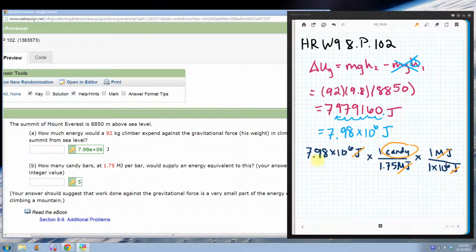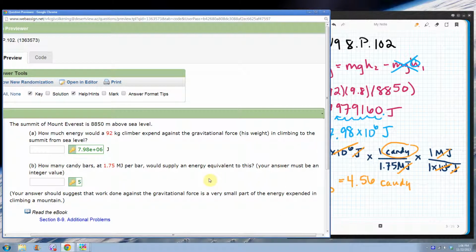Okay, so I just need to put this in the calculator. I'm going to go ahead and simplify this a little bit. I have a times 10 to the 6th on top and a times 10 to the 6th on the bottom, so those are going to go away. So really what I have is 7.98 on top divided by 1.75. That's really what I've got. Okay, so I just have to put that in the calculator, and I get 4.56 candy bars.